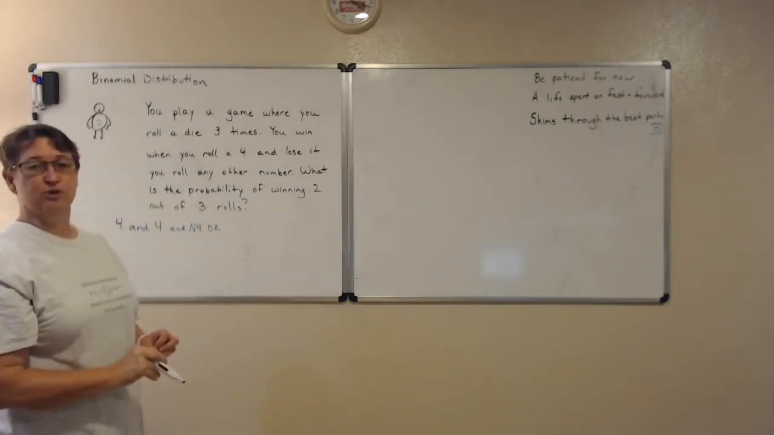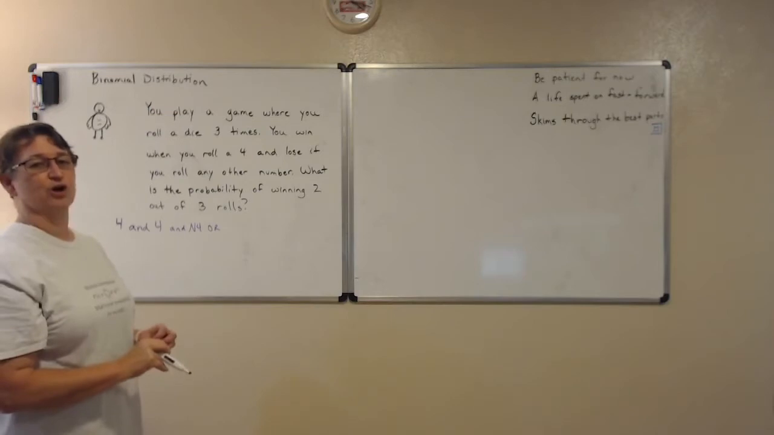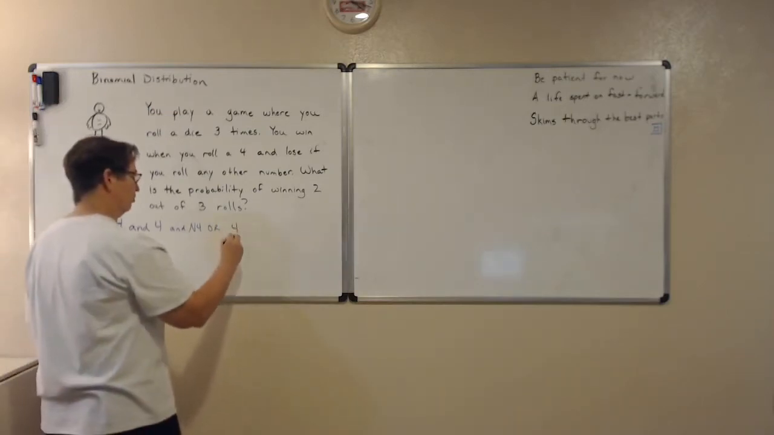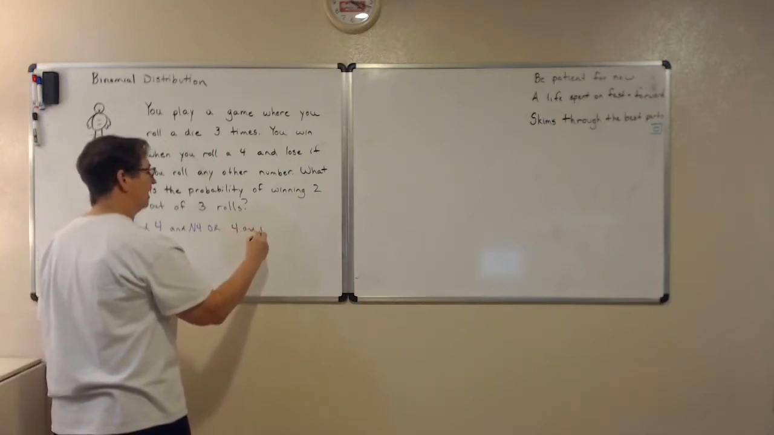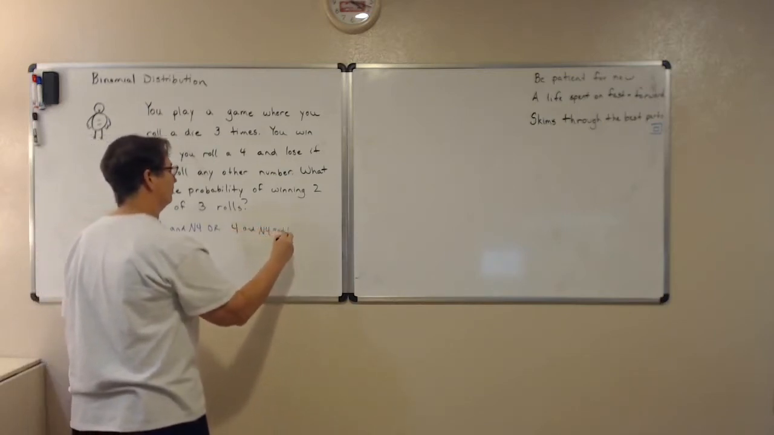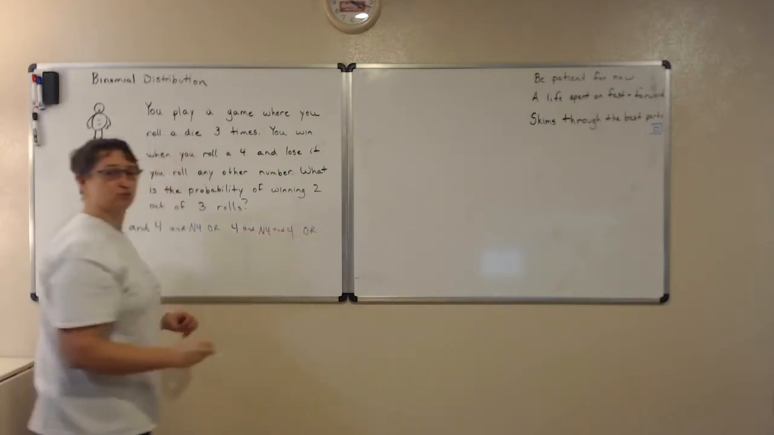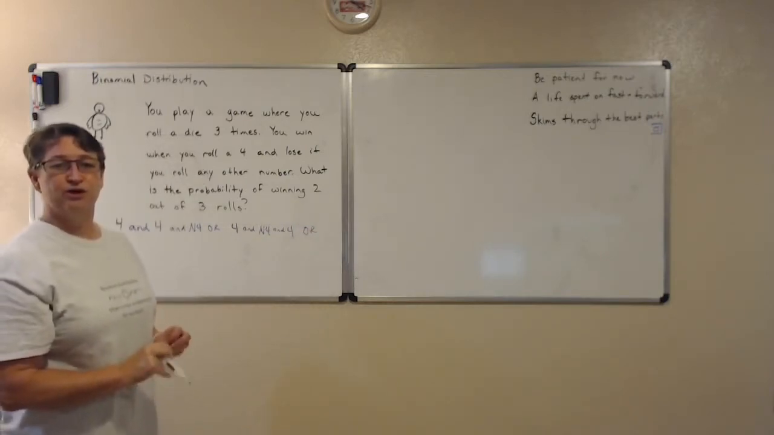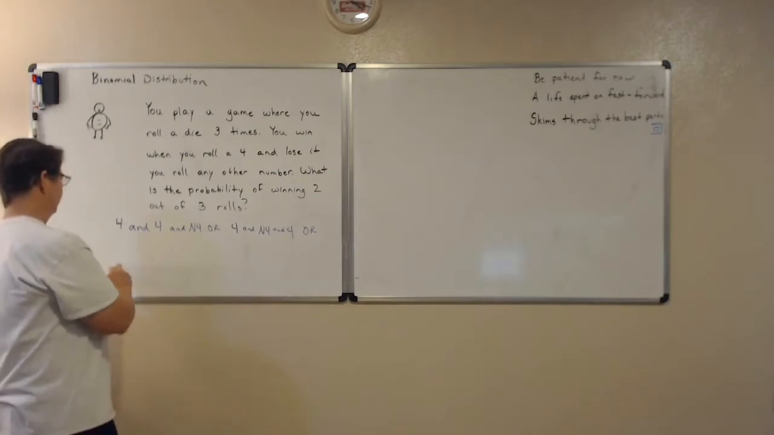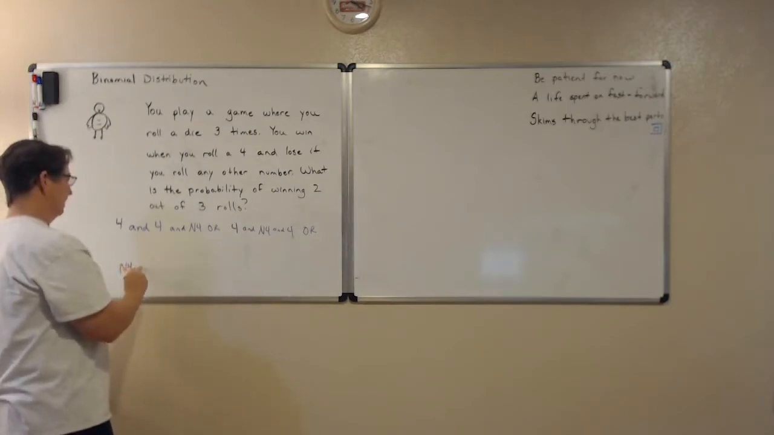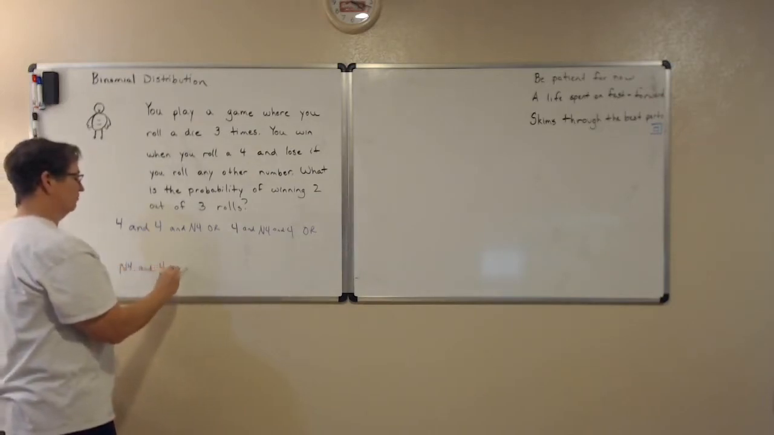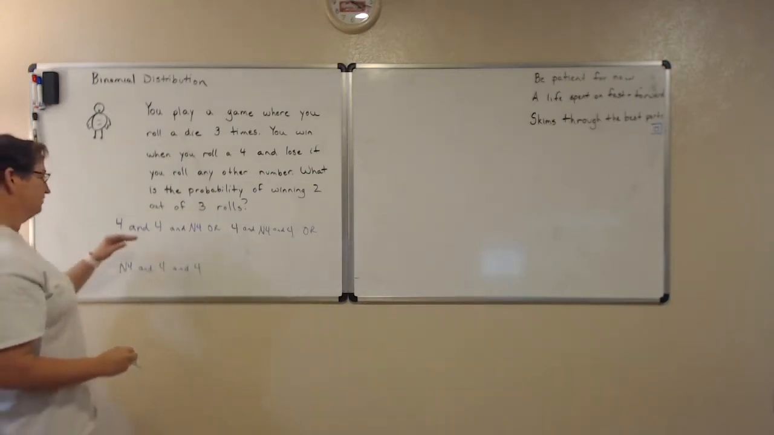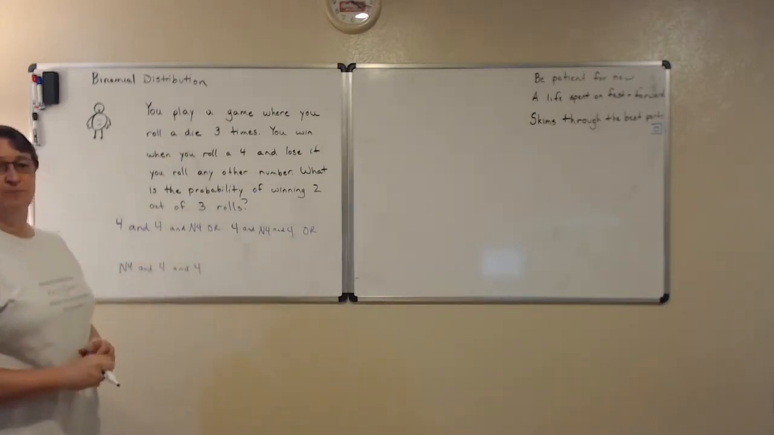Another way to do it would be to say 4 and not 4 and 4. Or that last way to do it would be not 4 and 4 and 4. So now let's put the probabilities with that.